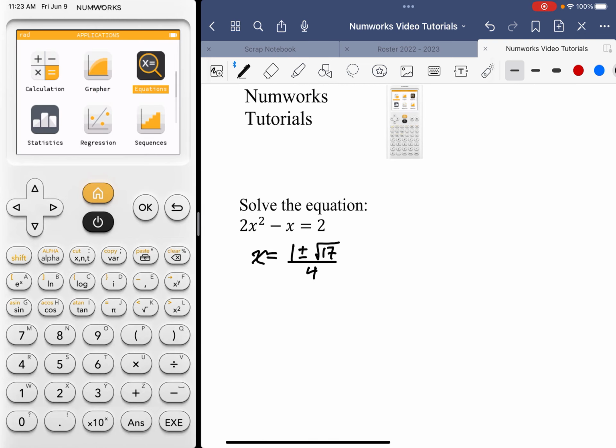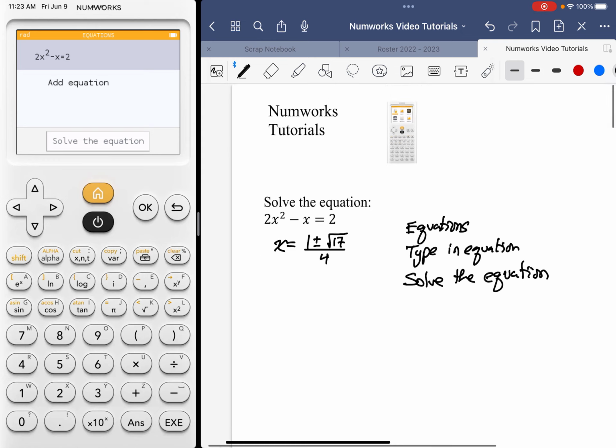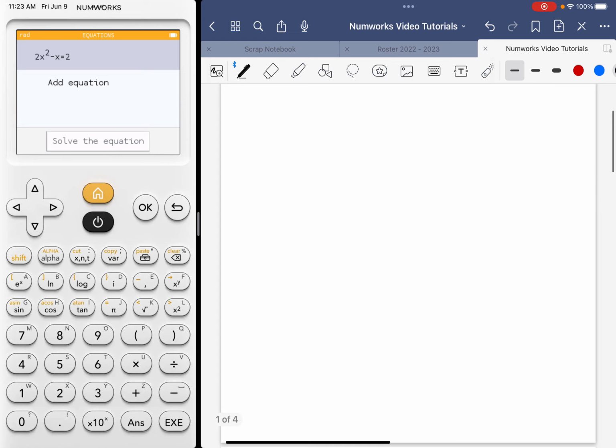Again, the keystrokes were hit the home button, go to equations, type in the equation, then solve the equation. Really couldn't be simpler. When you get into other types of functions like trig functions and things like that, you got to be careful about the domain. But that's just kind of the gist of it. So that was the first example.